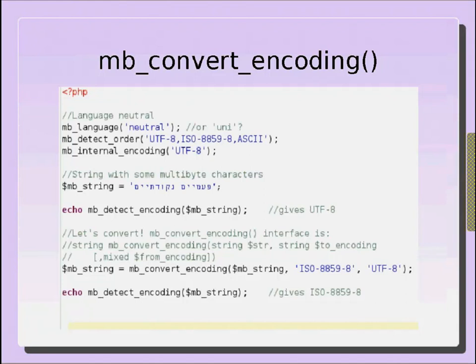Optionally, you can give it the encoding of the original source string, the from encoding. This is optional. If you don't supply that, it's going to do an mb_detect_encoding internally to figure that out for itself. If you know it, you can pass it to possibly speed things up a little bit. So we're converting to this ISO character set, we do that, and then we detect the encoding. Yes, it's worked: ISO-8859-8.